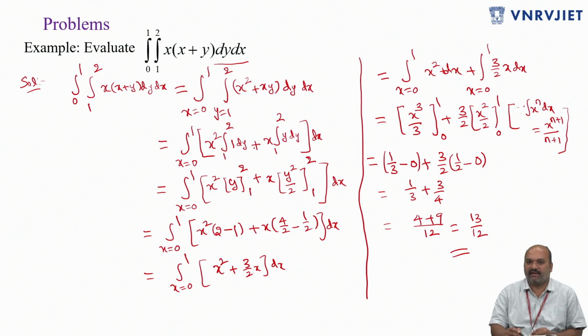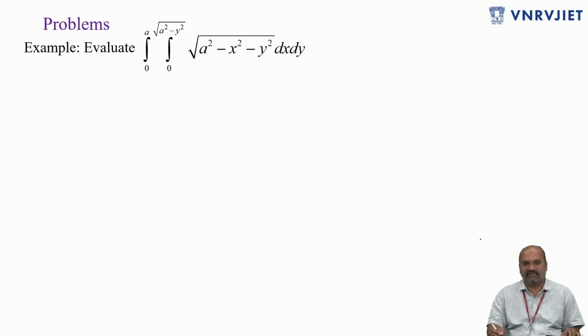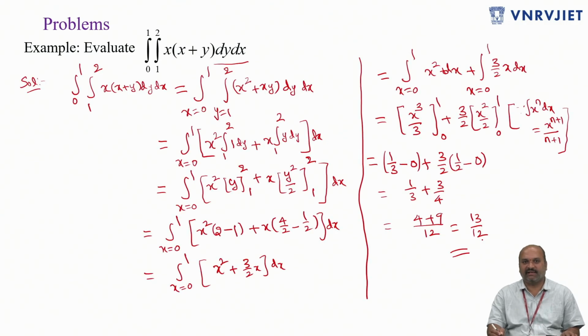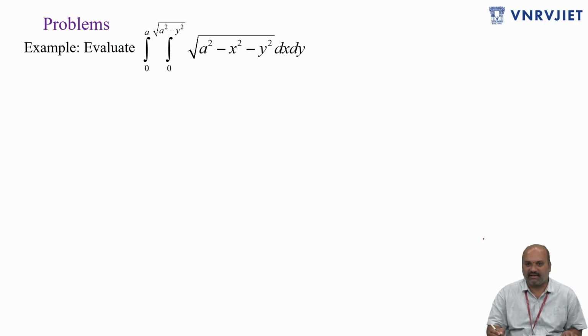That you try later. You can check the answer. You will get the same, that is 13 by 2. So, okay, this is when limits are given, this is the way to evaluate a double integral. Suppose if the limits are not given, how to identify the limits and how to evaluate the integral? We'll see one more problem when integral limits are variables, not constants.